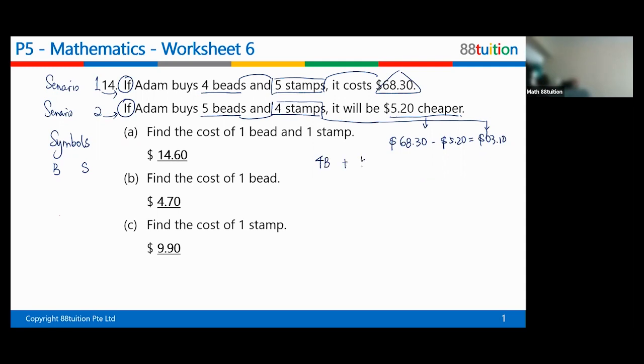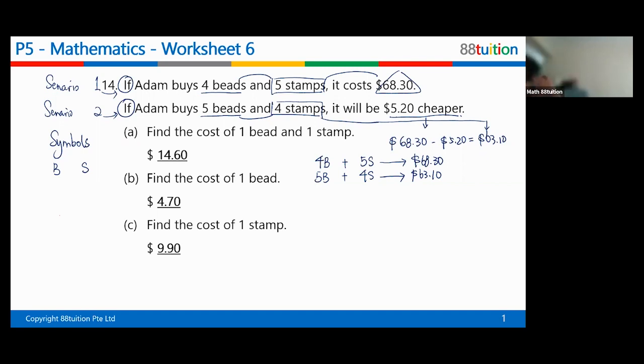So I'm going to do that in symbols. 4 bits and 5 stems will give me $68.30. However, the reverse way, I have 5 bits and 4 stems, and the value was $63.10. Now we have to check back. Is that cheaper? Yes. Because they say it's cheaper, we must ensure that it's correct. Now, I want to have some number sense here with 4, 5, 5, 4. What can I do?